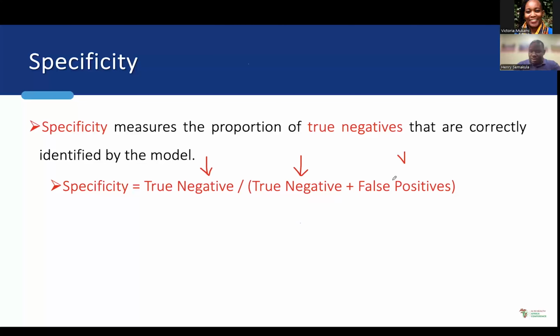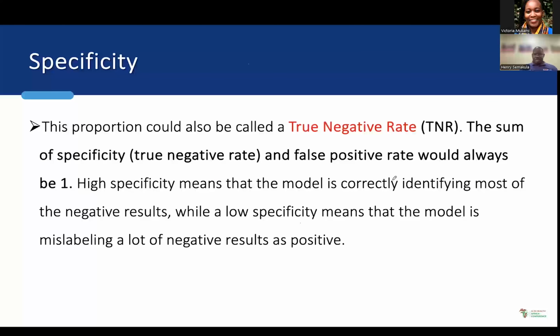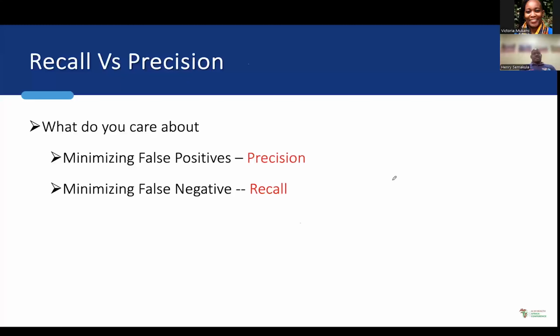So if your major focus of the model that you're training is to classify people without a disease, definitely you need to check out the specificity of the model. It's also called the true negative rate. That is the other name of specificity, the true negative rate.